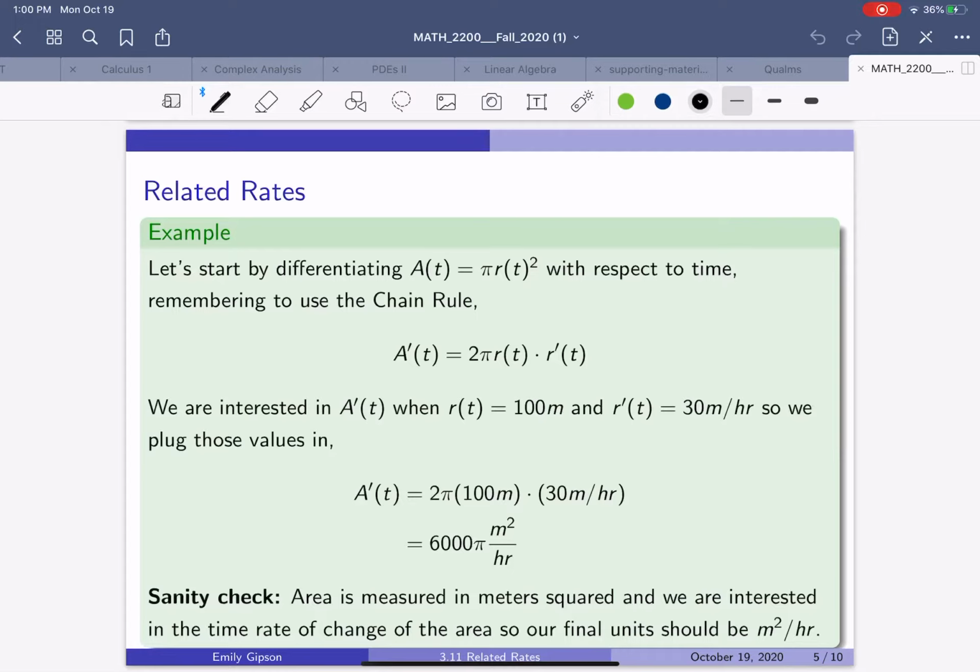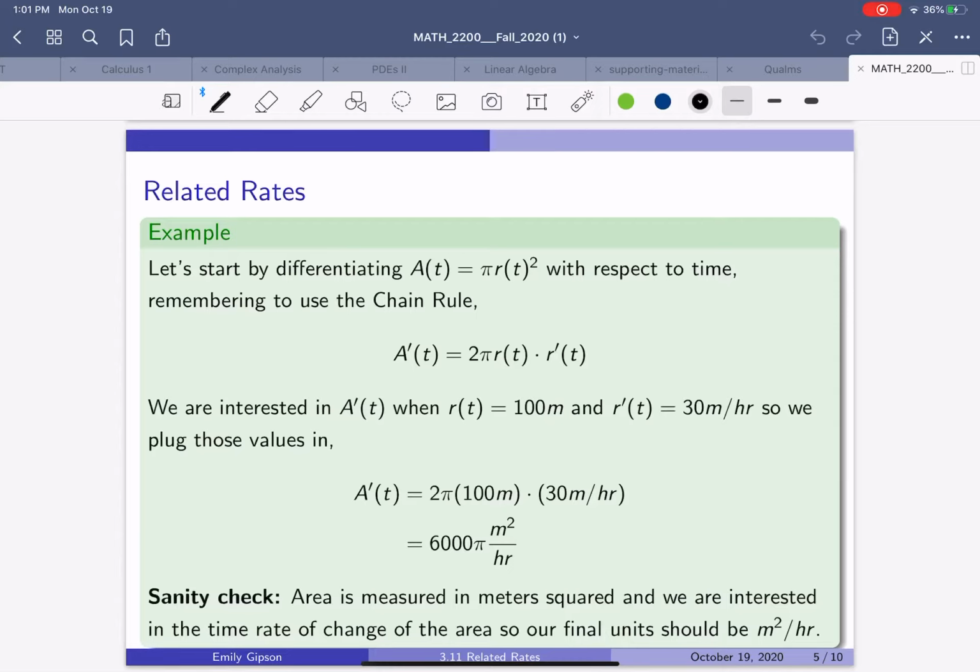So now we're going to do a sanity check, and this is probably one of the most important steps you can take. Area, we know, is measured in meters squared, and we're interested in the time rate of change of the area. So our final units should be in meters squared per that time rate of change of hours. So when we check back in the answer we provided, we know that our units are indeed meters squared per hour. And so we can believe that our answer is a good fit.